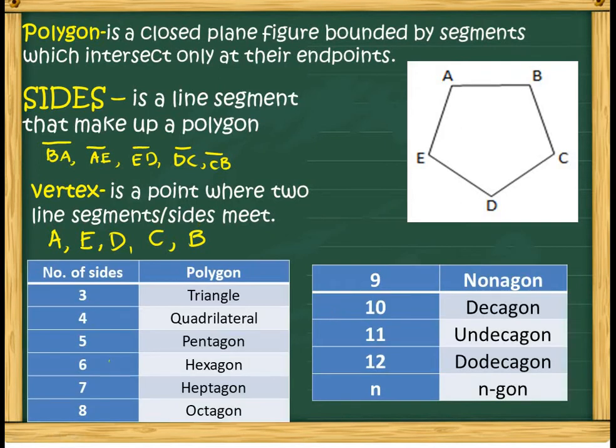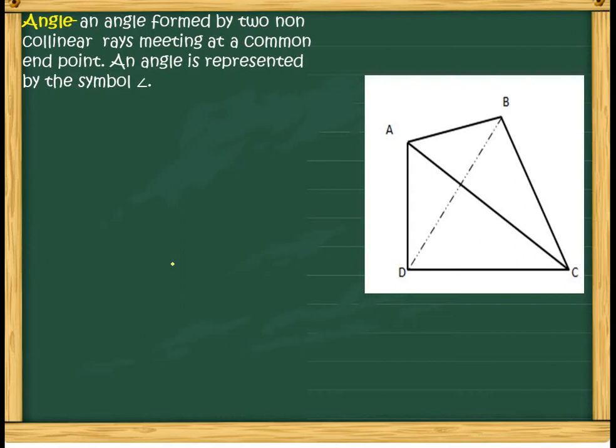Now, polygons can be named according to its sides. Kapag may tatlong side, triangle, pag-apat, quadrilateral, pag-lima, pentagon, and so on and so forth. Kung more than 12 siya, like 13, 14, and 15, and so on, tatawagin siyang n-gon, or 13 gon, 14 gon, 15 gon. Next, we have here the term angle.